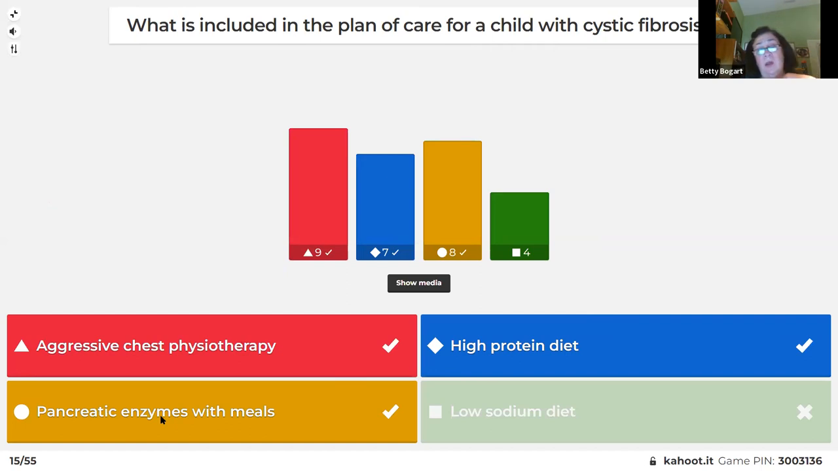Got to take care of their lungs, you've got to give them the pancreatase, and you've got to give them high protein. I just said they're having salt coming out in their sweat. No salt restriction. They can have salt.